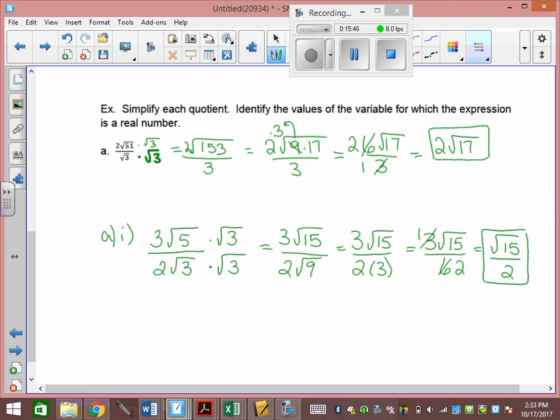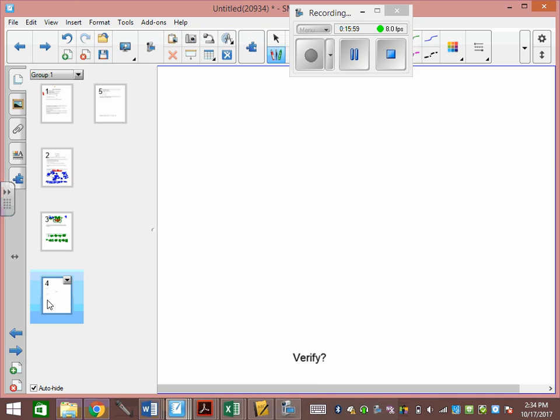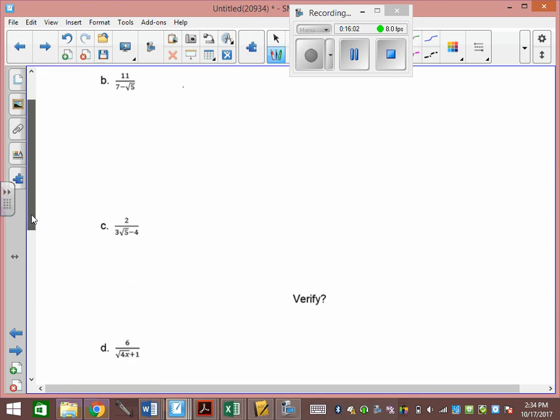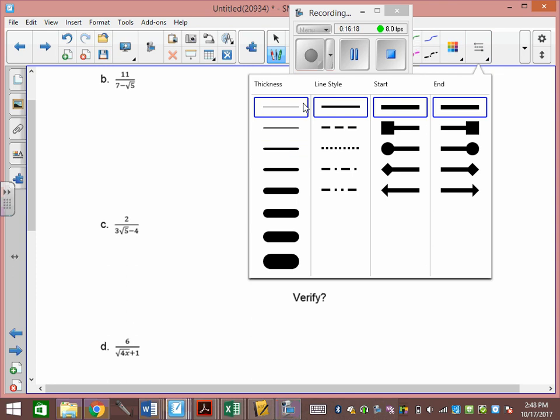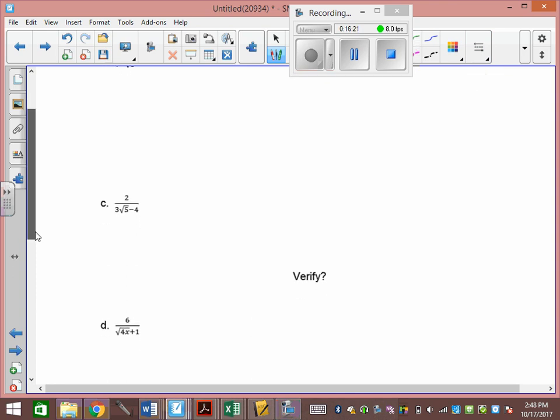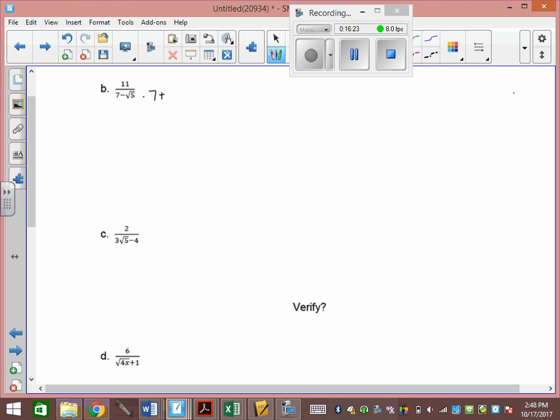Okay? I want you to do B and C and D. All of them have a monomial. All of them have a binomial denominator. So you're going to have to multiply by what? Conjugate. So we multiply by 7 plus root 5.